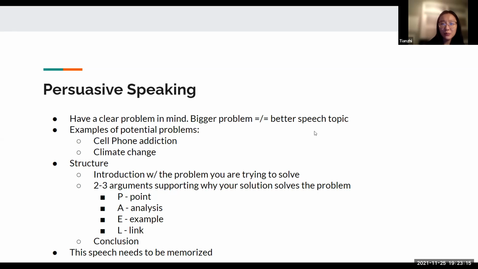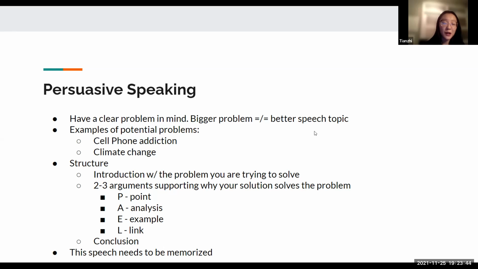So try not to pick a problem that is too big, because remember, your speech is only a few minutes long, and a really big problem will require you to have a lot of explanation for that problem. So I don't recommend saying, how can we create world peace? Or the problem is, why is there not enough world peace? That is a really big problem to tackle. You want to choose something that is more manageable to you.